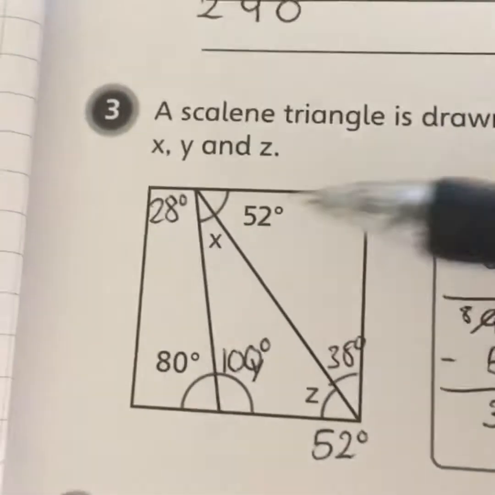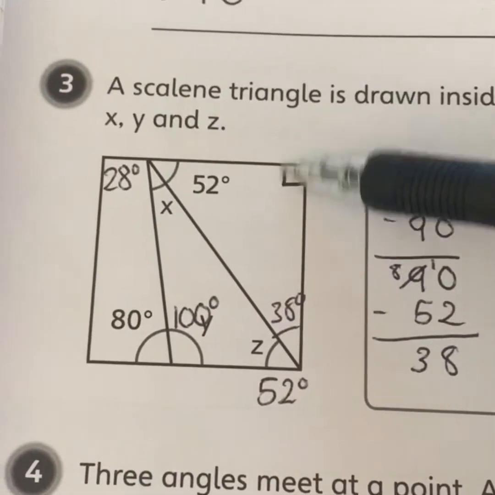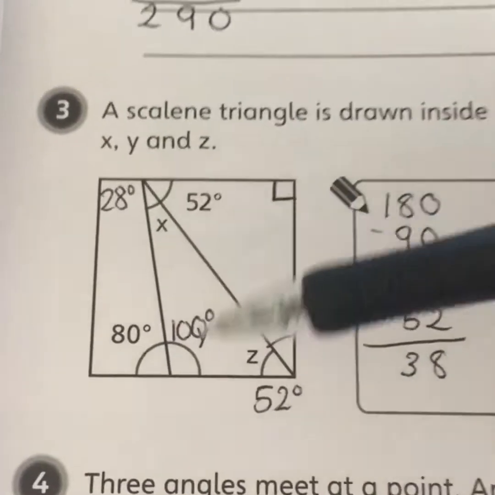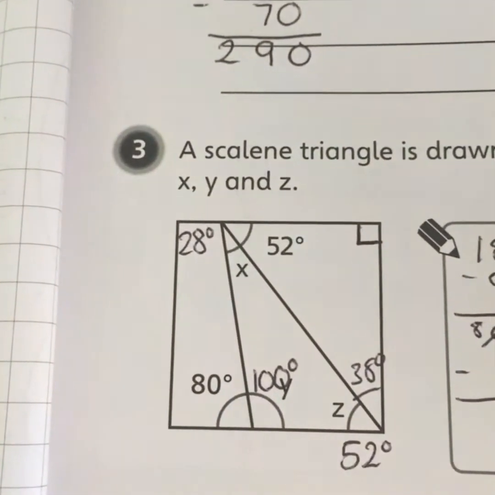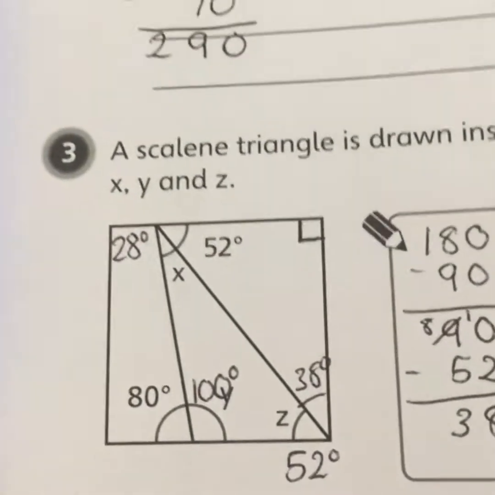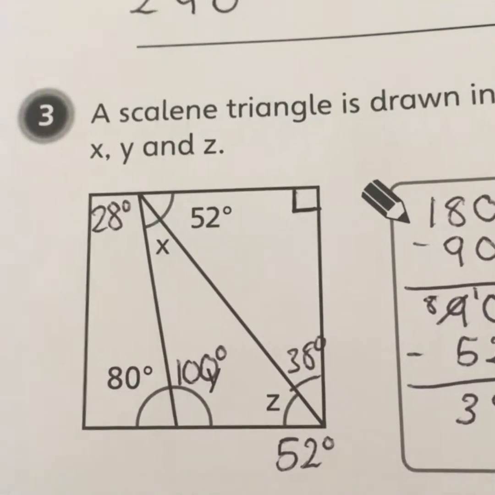Okay then, here we've got a square. So each one of these is 90 degrees, and I've drawn a little right angle here to remind me of that. And we've got a scalene triangle. In scalene triangles, everything is different. So I just started adding in everything I knew, okay? And that's usually the most simple way to do this.